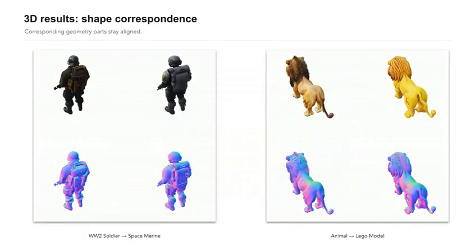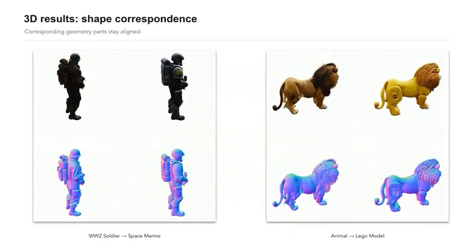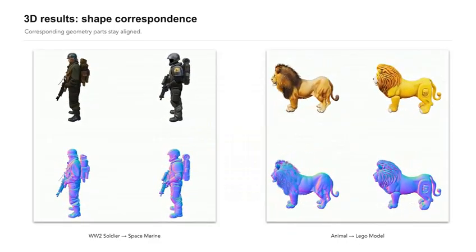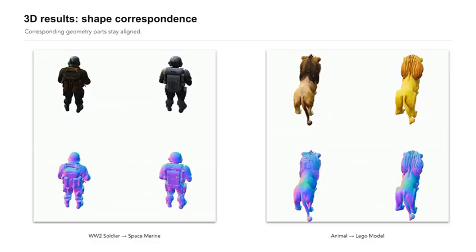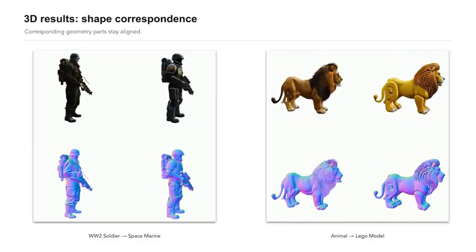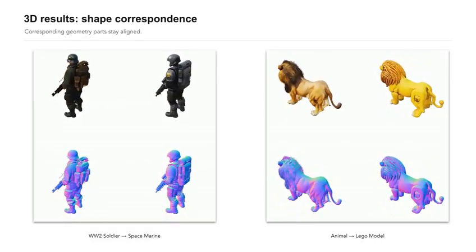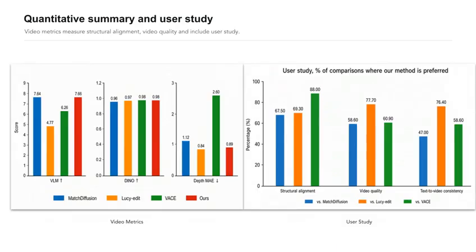For 3D, ATATA modifies the rectified flow part of Trellis 1 and Trellis 2 while leaving the rest of the pipeline intact. The result is paired 3D assets with structurally aligned geometry. Compared with SDS-based alignment, this gives improved quality with much faster inference.